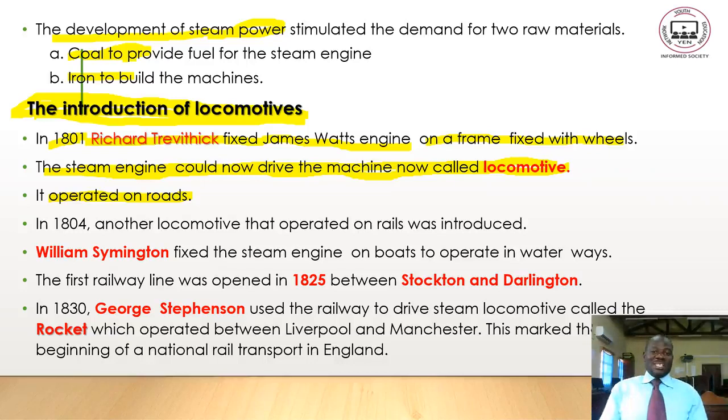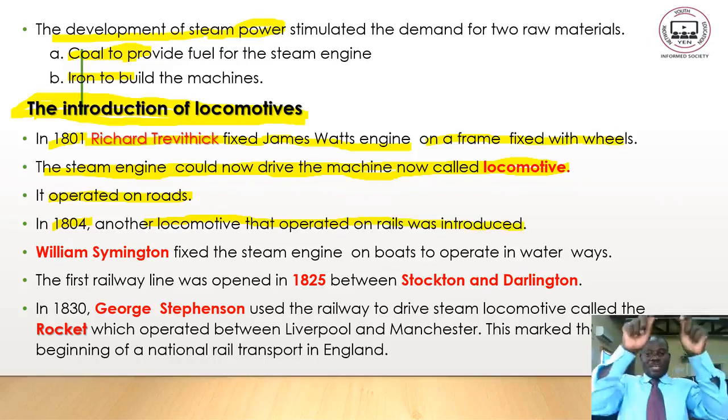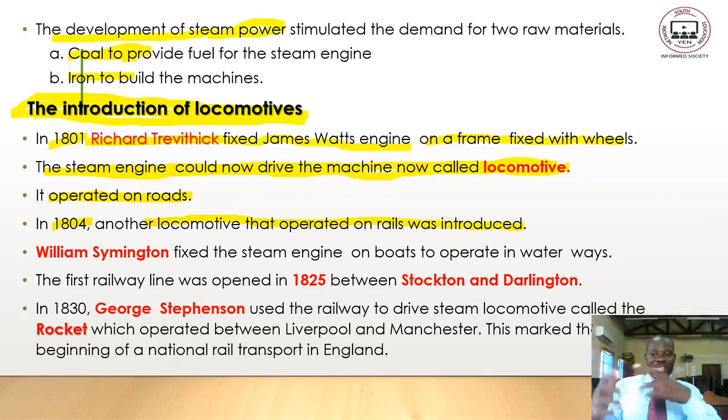And it was the beginning of the cars now that we talk about. So in 1804, another locomotive that operated on the rails was introduced. Another one again took the same James Watt machine and put it on the railway, and it was also moving. So it was the beginning of the train there.